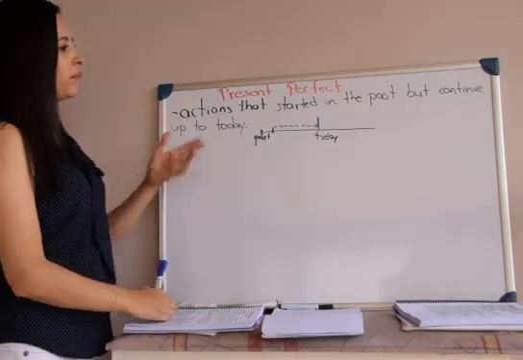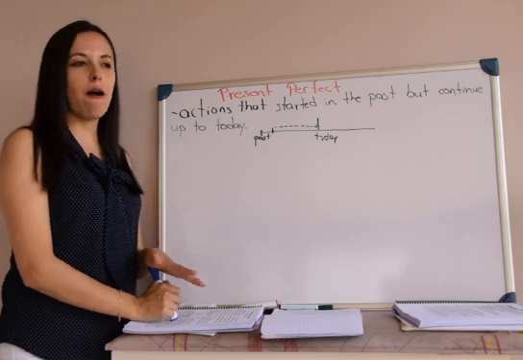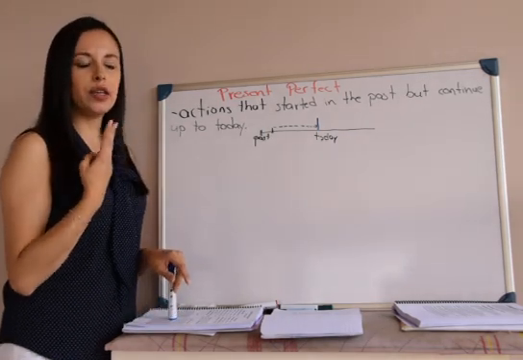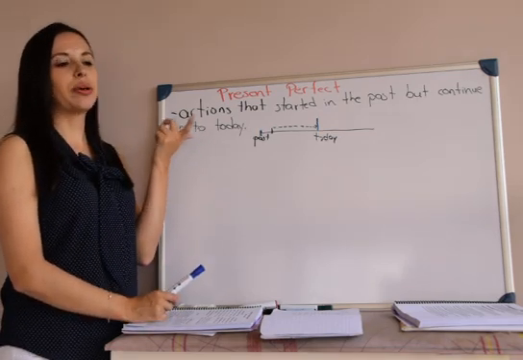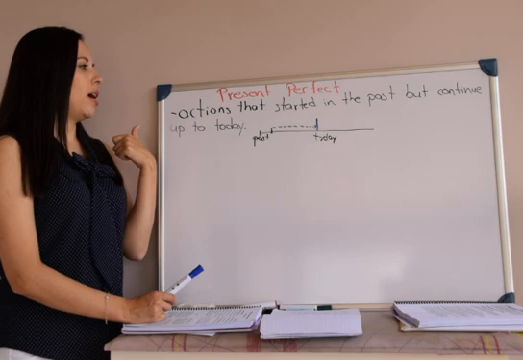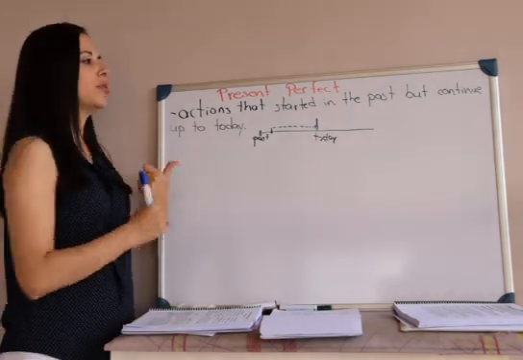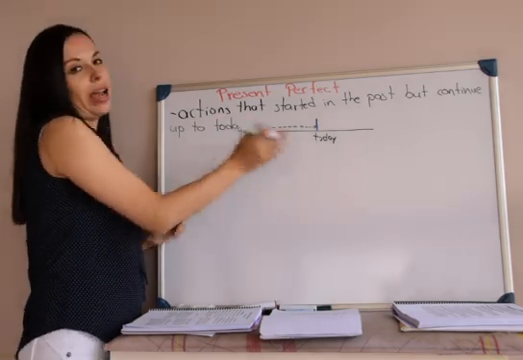Now it's time for the present perfect. Okay, this is another tense, and we're going to see when to use the present perfect and how to use it. So we have two main uses of the present perfect, and this is the first one, when to use the present perfect. The first one is we use present perfect for actions that started in the past but continue up to today. So here I have an example.